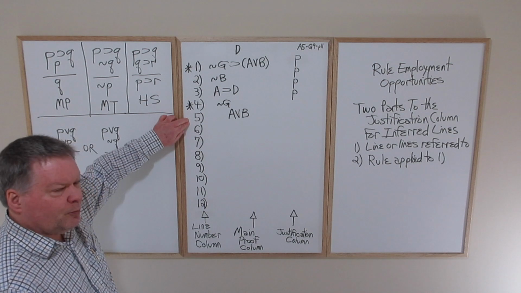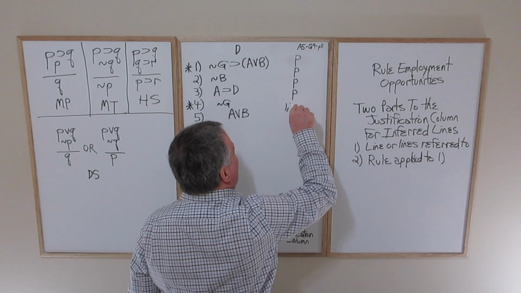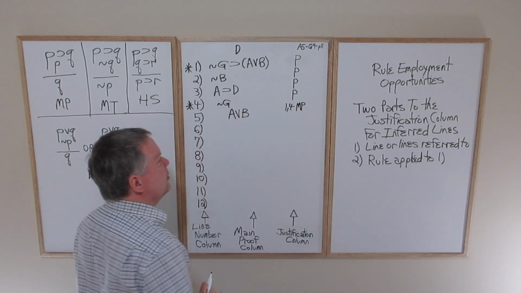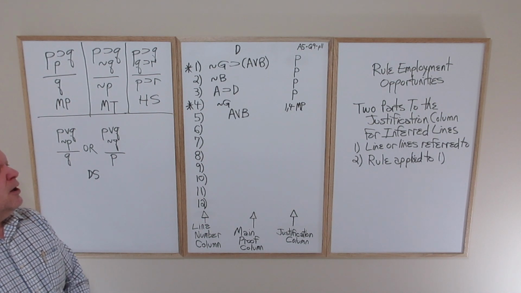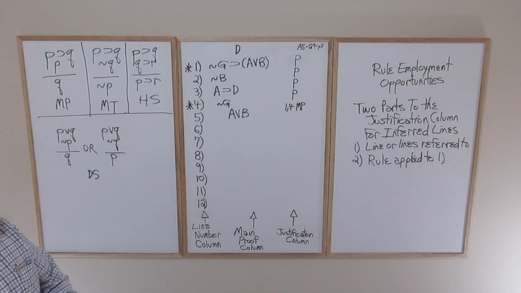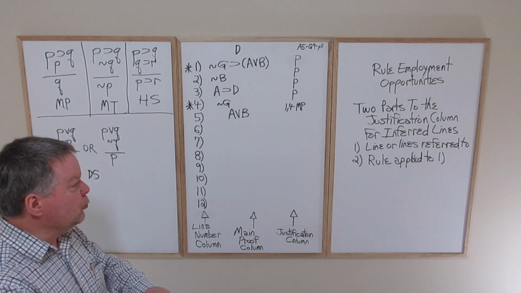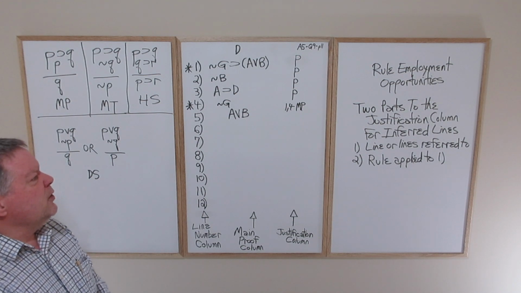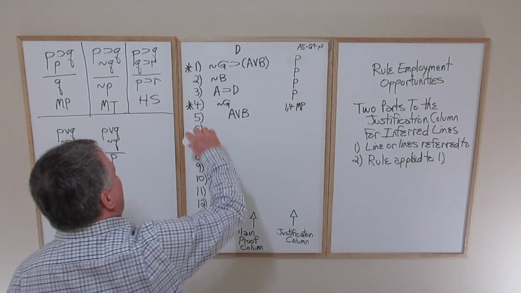So, in the case of line 5, we put 1, 4 for modus ponens. Notice no comma, no divider between the lines cited, 1 and 4, and the rule employed, or the abbreviation for it, modus ponens. Now, we move on to the second line.